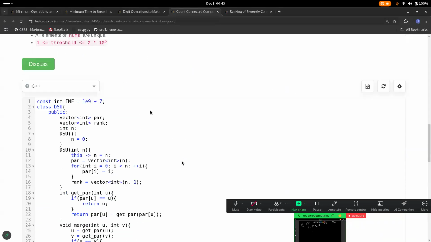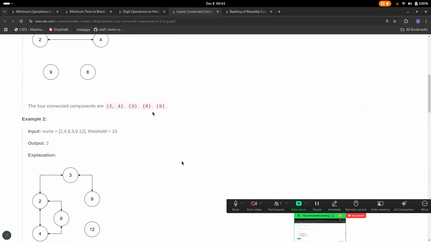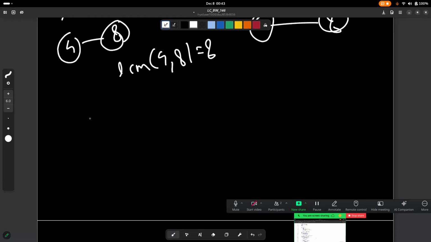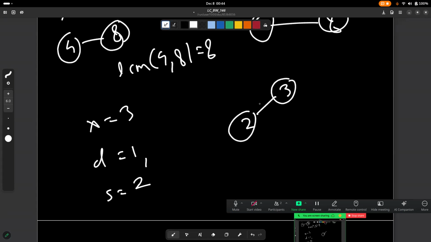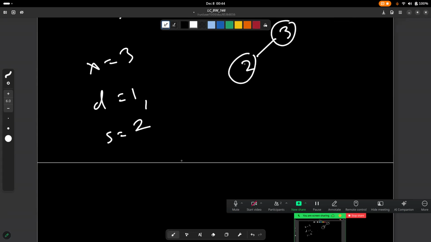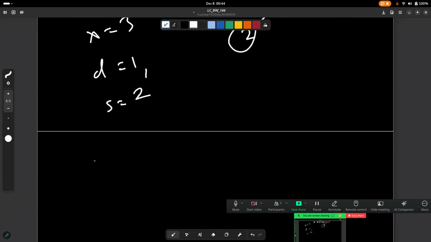Then the next element would be 3. For x equal to 3, you can have d equal to 1 or 3, but for d equal to 1, your s is equal to 2. What you do then is connect 2 to 3 for this thing. The LCM of 2 and 3 is 6. That is similar.